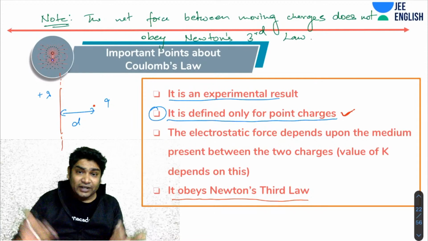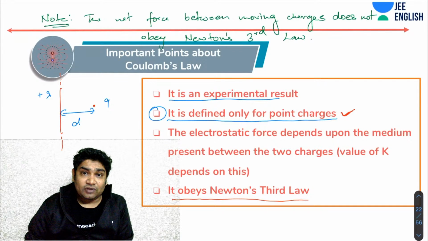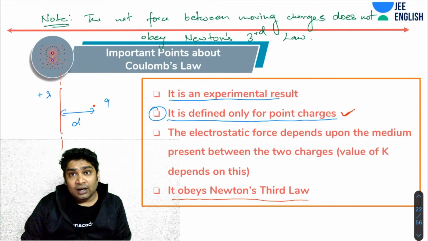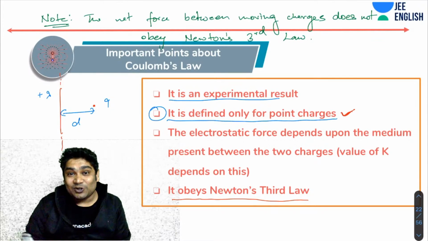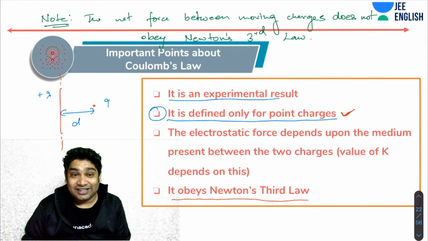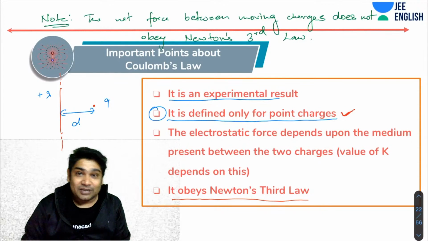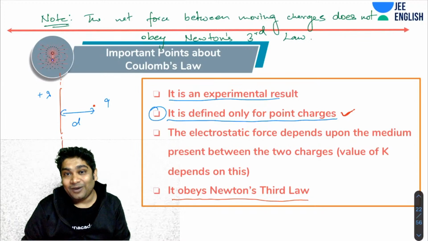So if one moving charge is applying a force of F1 on another moving charge, then the second moving charge does not apply the force minus F1 on the first moving charge. Turns out that is a very strange thing. Again, that is not something in your syllabus, but still I just wanted you to know about this.